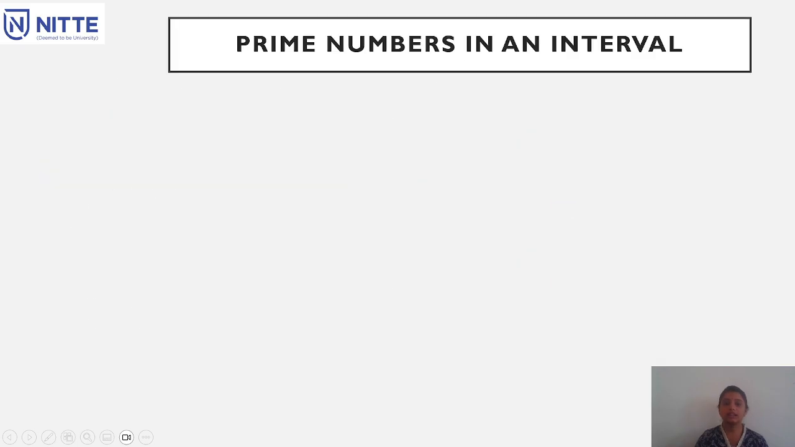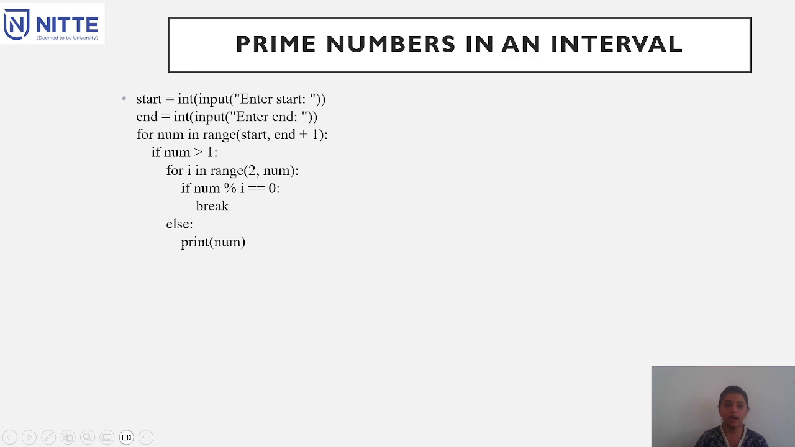Let's try to understand the next program, which is the prime number. What is a prime number? A prime number is a number which is divisible only by 1 or by itself. So this is the program where, in an interval, we need the starting number and the ending number. For example, from 2 to 20, if I find the prime numbers lying in between, these numbers will be given in your output.